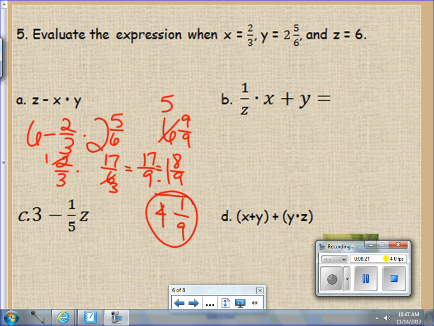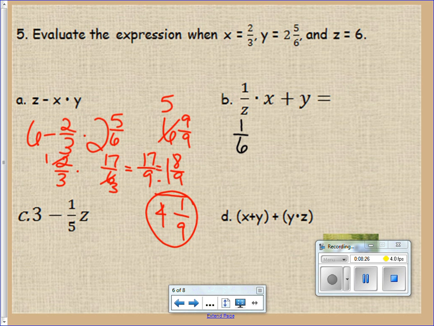On B. 1 over 6 times 2/3 plus 2 and 5/6. I have substituted the value for each of the variables. Order of operations, I'm going to multiply first. So 1 times 1 is 1 over 9. I'm going to bring down the rest of my work.